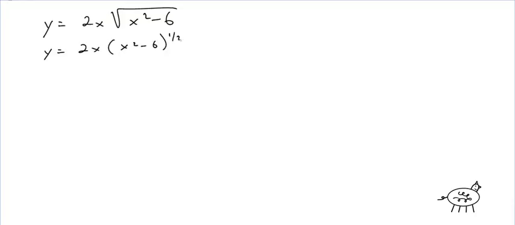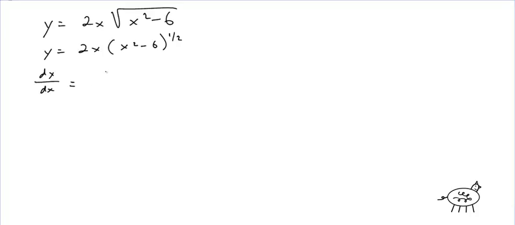Okay, last example. y equals 2x times the square root of x squared minus 6. That's kind of a brutal problem if you didn't know how to do the chain rule. What we're going to do first is rewrite this with rational exponents, which just makes it a lot easier. So 2x times (x squared minus 6) to the 1/2 power. And then dy/dx, do the derivative.